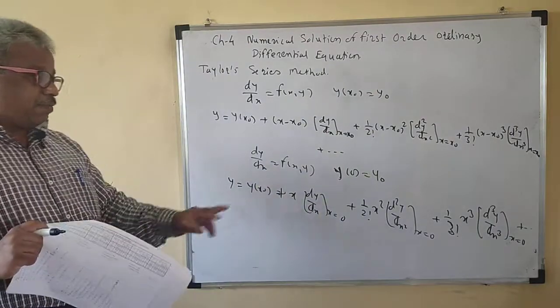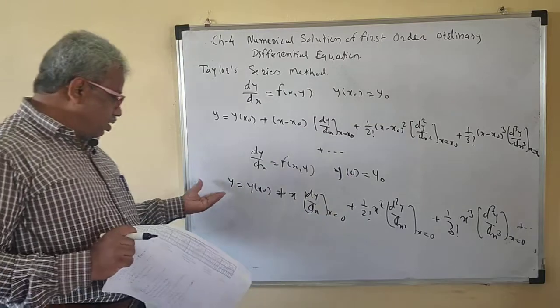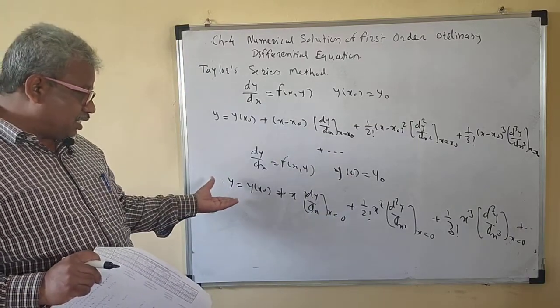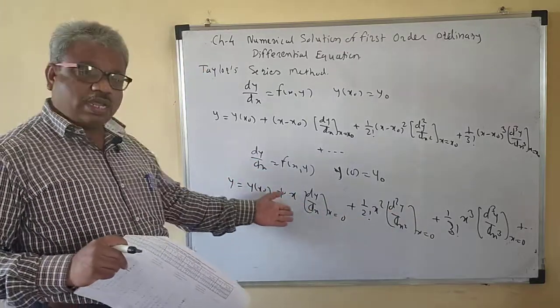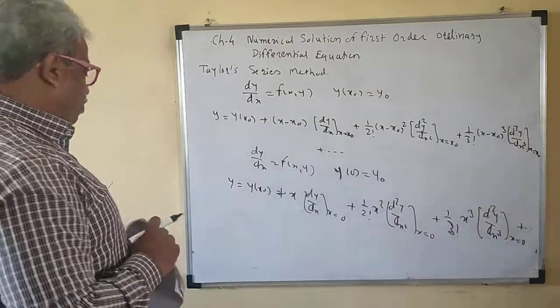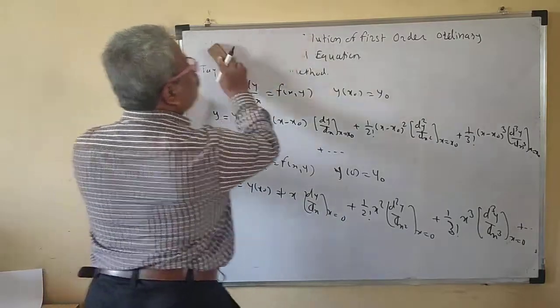So that means if your initial condition is y of 0, then the Taylor series expansion is in powers of x in your solution. Earlier it was in powers of x minus x naught. We have to remember this. Here also one thing you should know.